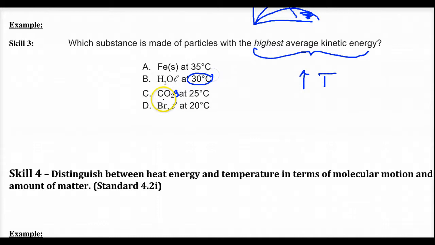Don't let the more energetic phase fool you. It's not about the more energetic phase, it's about just the highest temperature. So that's why B is the answer there.